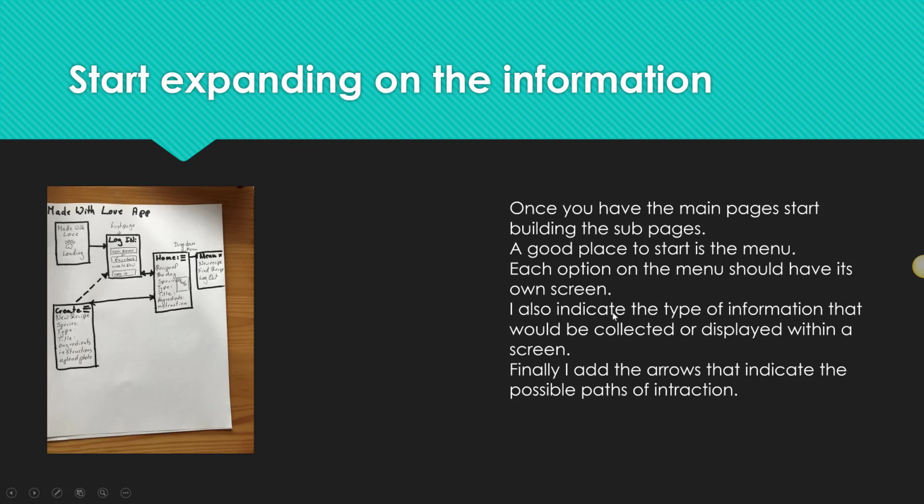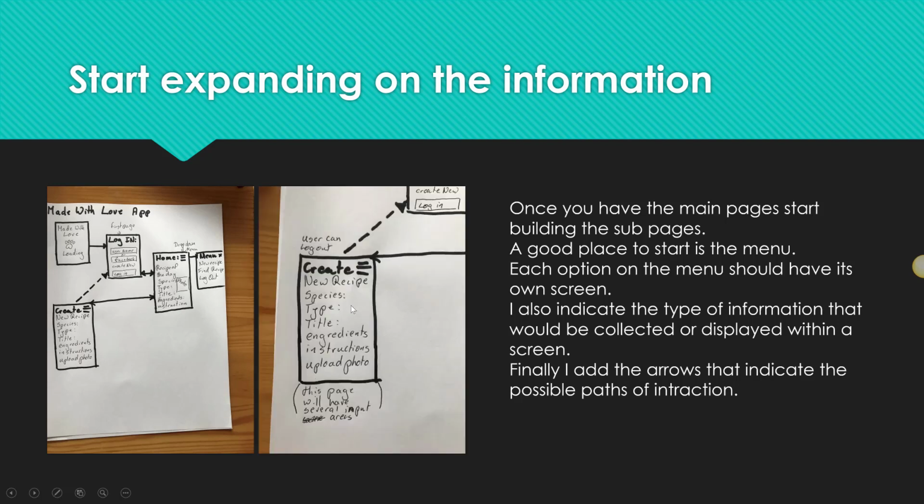Okay, so I've gotten the home page and I started to work on the create new recipe page. You'll notice that each option on the menu should have its own screen. Also, I indicate the type of information that would be collected or displayed within a screen. It's not laid out, it's not pretty, it's just a list. For this one, it would ask someone to create a new recipe, give you the species that we're creating the recipe for, the type of recipe, like snack or main meal, and the title, followed by the ingredients, instructions, and space to upload the photo.